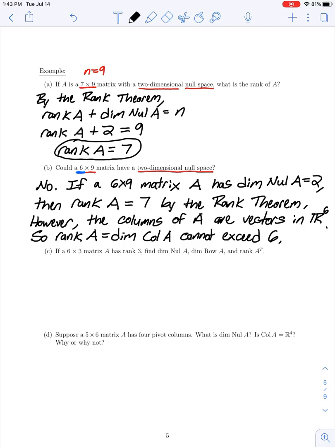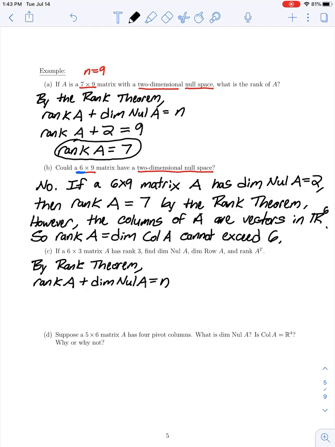So let's consider another example. In part C, we are asking if a 6x3 matrix A has rank 3, we need to find the dimension of its null space, the dimension of its row space, and the rank of A transpose. All right. So making use of the rank theorem, or the rank nullity theorem, we know that the sum of the rank of our matrix A plus its nullity, or the dimension of the null space of A, has to equal the number of columns.